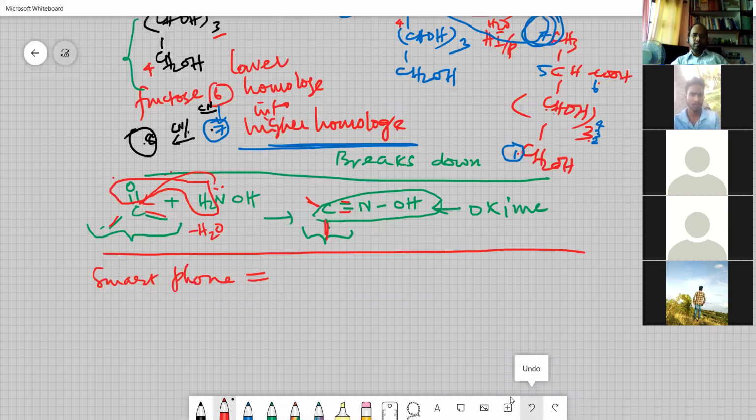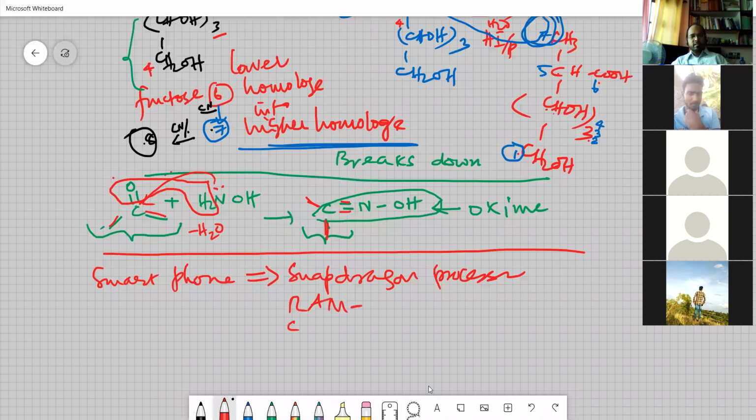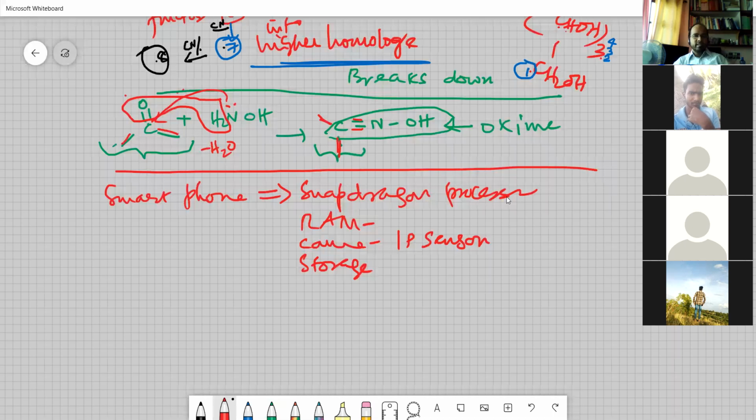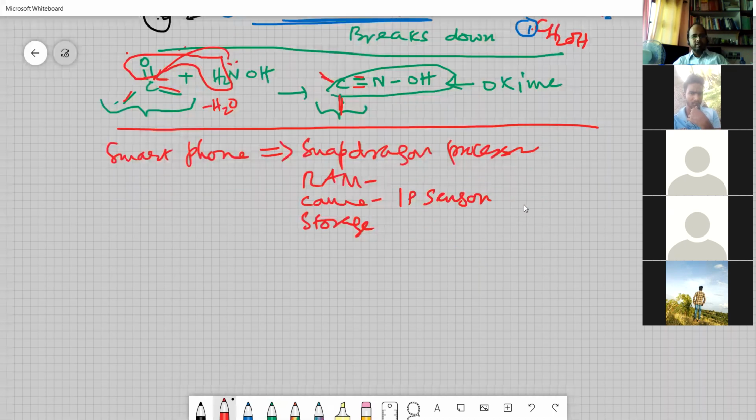You start with the Snapdragon processor. Then you tell me about the RAM, how much RAM is there. You tell me about the camera, for example Sony's sensor, and then storage. So you tell about your smartphone, and I call these things the configuration.